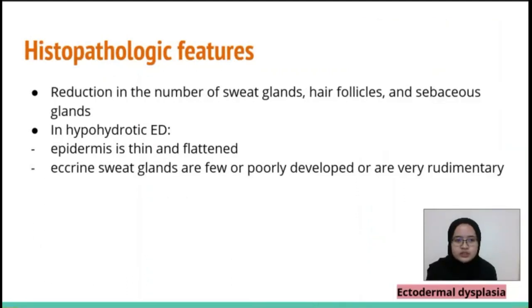Next are the histopathologic features. The skin histopathology documents the reduction in the number of sweat glands, hair follicles, and sebaceous glands associated with the different syndromes. In hypohidrotic ectodermal dysplasia, the epidermis is thin and flattened, and eccrine sweat glands are few or poorly developed or are very rudimentary.